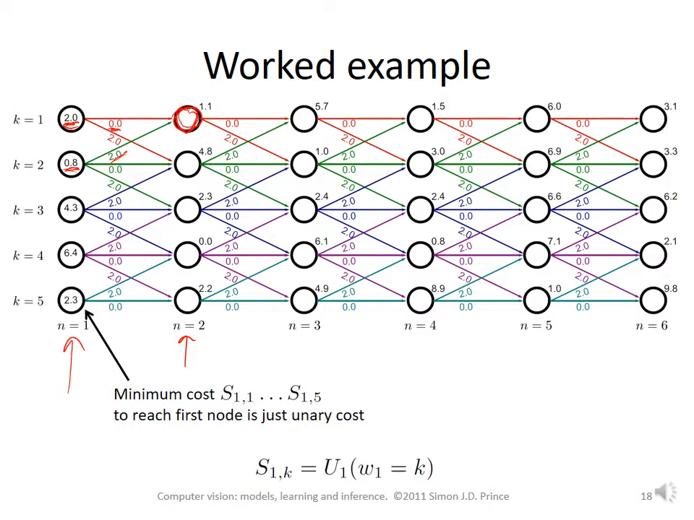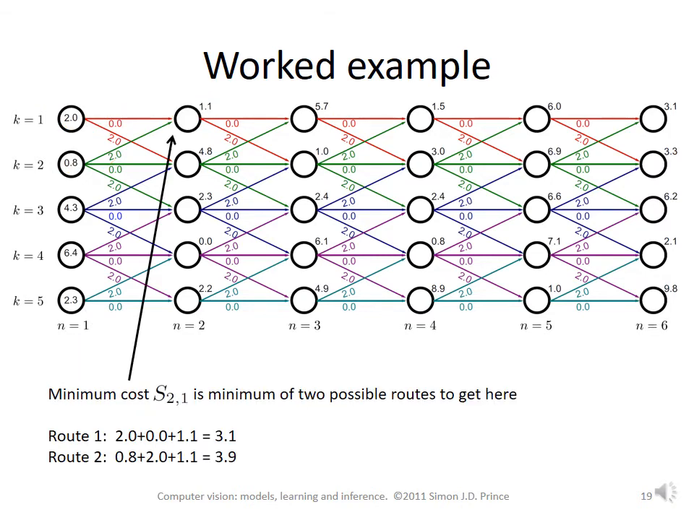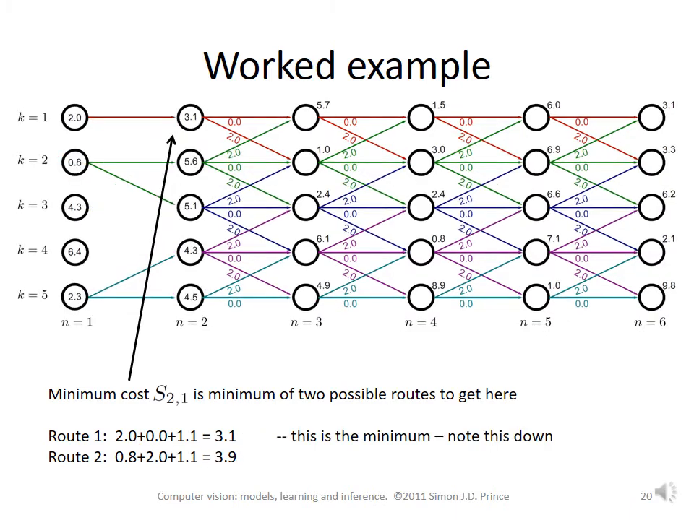But to actually get here, remember, I have to pay both that initial pairwise cost, the initial unary cost, this pairwise cost, and this unary cost. And that's what I'm going to write in there. So, in fact, this is what we see, right? Route 1 adds up to 3.1. Route 2, that was coming from here, here, and here, right? That adds up to 3.9. So we prefer the cheaper one, and so we're going to write in 3.1 here and record the fact that we got there by just going directly across.